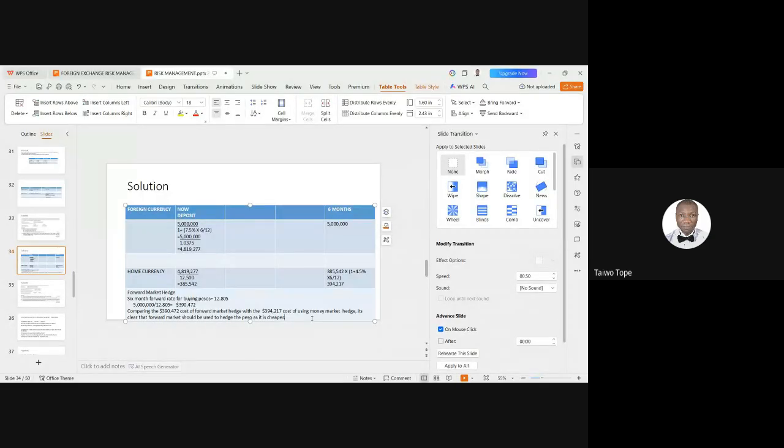As it is cheaper. So what is the difference? It is cheaper by the difference between the two values, which is 3,745. Let me just add forward market hedge here. So the difference is 3,745, right? Yes, sir. All right, so that is it.